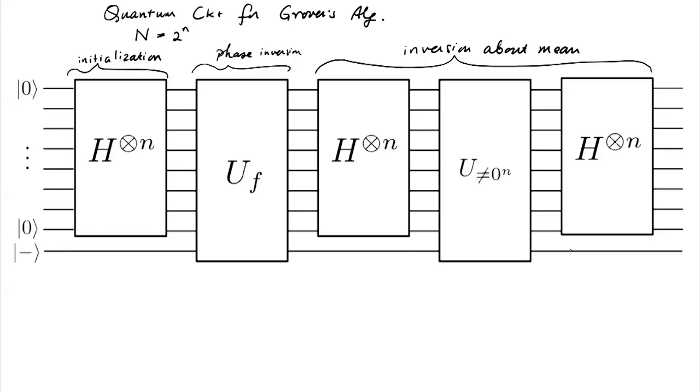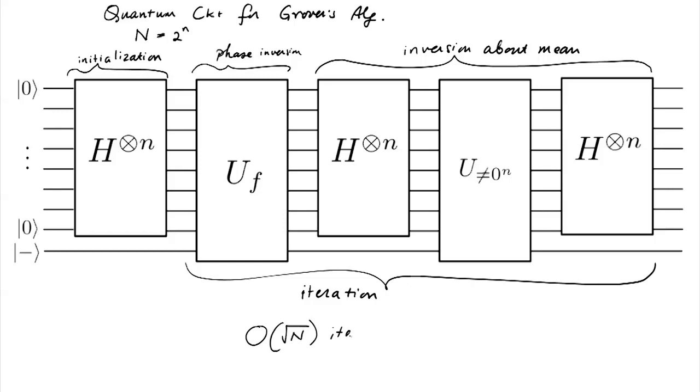So we don't ever have to do anything with it. This is one iteration of the algorithm. And now what we do is we repeat this part of the circuit over and over again. How many iterations? We saw last time we need order square root N iterations. And so the circuit consists of doing the initialization and then repeating this iteration square root N times.